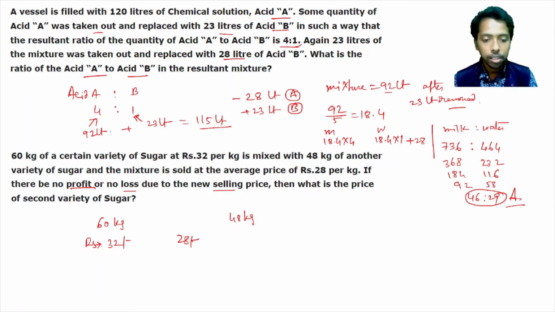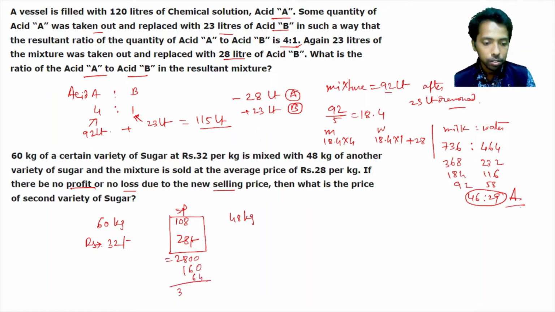So total is 60 plus 48, total is 108 kg. So this is the selling price. Total selling price, just calculate it. 28 into 100 plus 8 into 28. That means 2800, 224, so this gives 3024. Now this is the initial cost price of one part, that is 1920. So the remaining cost price should be covered here because there is no profit, no loss. It's given in the question itself. Now if this is 2000, then 1024 would be, but this is not 2000, it is 80 less, so 80 should be covered here.